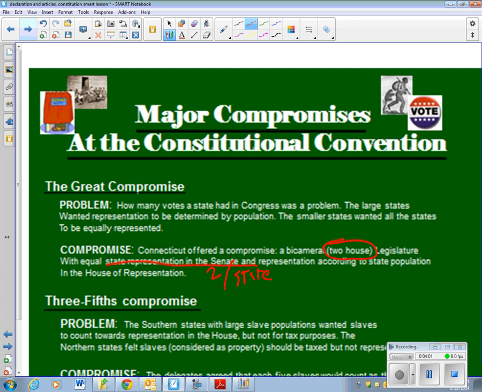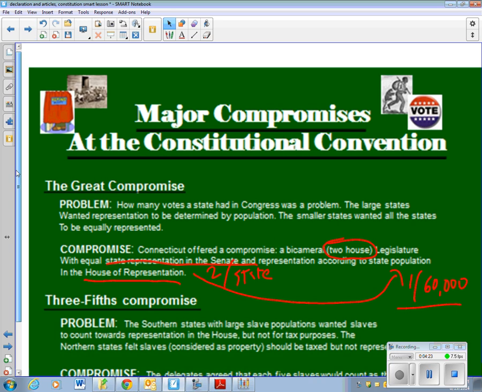And then we're going to have representation in the House based on population. The initial number was 1 vote for every 60,000 people, 1 per 60,000. That happened to be the population of Delaware, the smallest state, so that way the small state would have at least 1 representative in this new House. So that's your Great Compromise.